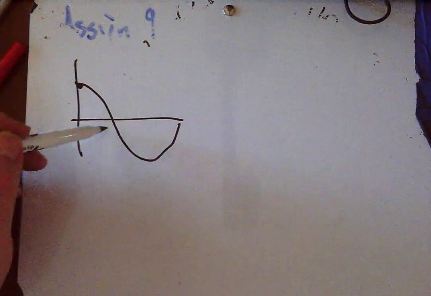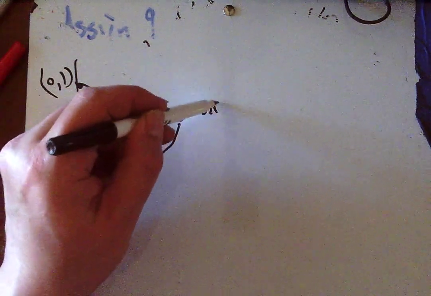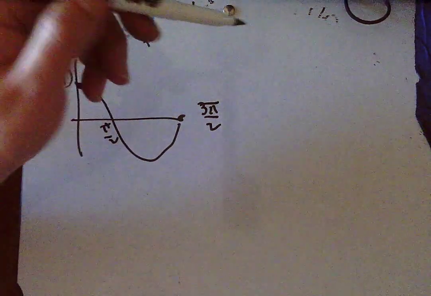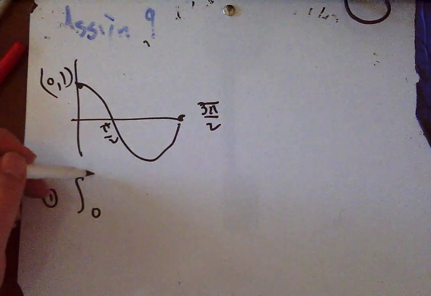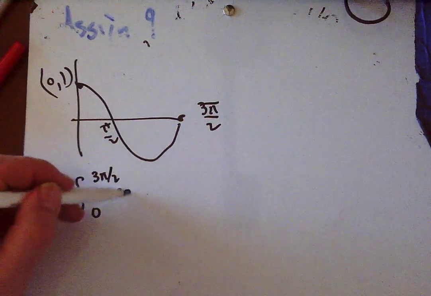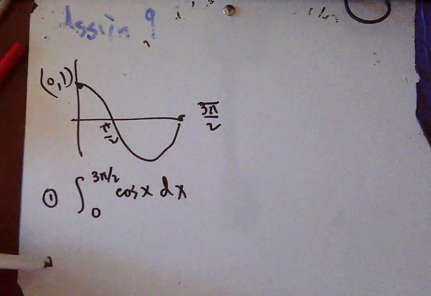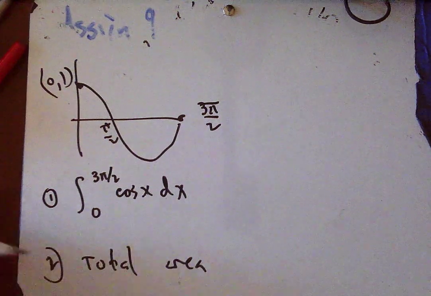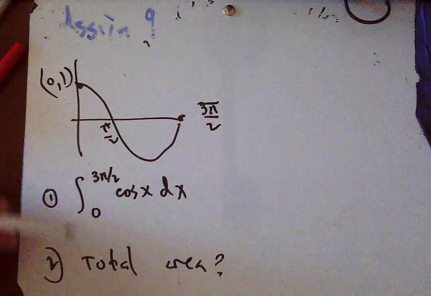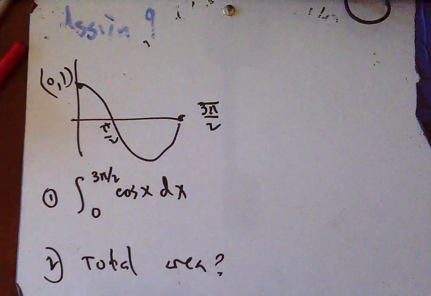And while I'm thinking about that some more, here's a graph of part of cosine. Here's pi over 2, here's 0, 1, here's 3 pi over 2. And I, of course, want to find some things: 1, I want to find the integral from 0 to 3 pi over 2 of cosine x dx. And 2, I want to find the total area. Okay, give it a go. Pause the video. Come back when you're done.